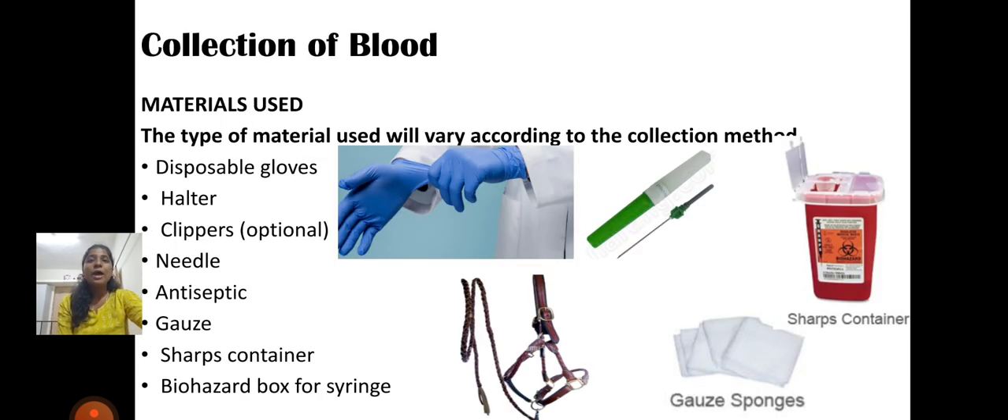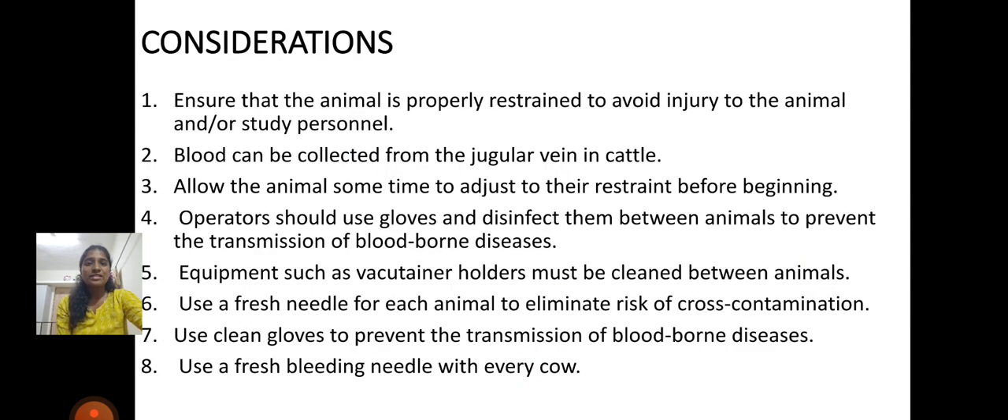Collection of blood. Materials used are disposable gloves, halters, clippers, needle, antiseptic, gauze, sharp containers, and biohazard box for syringes. Consideration: ensure that the animal is properly restrained to avoid injury to the animal. Blood can be collected from the jugular vein in cattle. Allow the animal some time to adjust to their restraint before beginning.